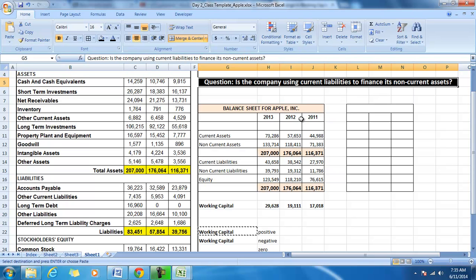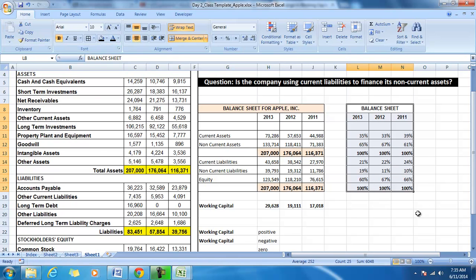So then, how is it financing its assets? We can also answer that question by creating a common size balance sheet. The common size balance sheet converts every item into percentage. We can see that 35% of the total assets are current assets, 65% of the assets are non-current, whereas only 21% of the total sources are current liabilities.